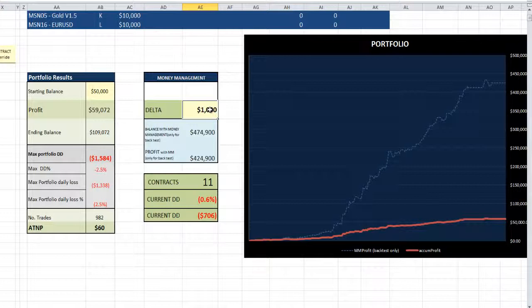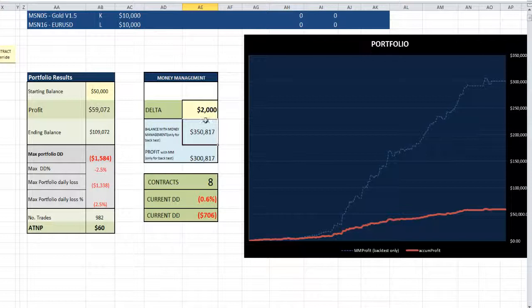So if I nominate a delta of $1,000, I'm being slightly more aggressive. I could change that to, say, for example, $2,000. So if I make that a $2,000 delta, obviously my money management's going to drop down because I'm not going to make as much, because it's going to be a slower rate of increase. But you can see that I'm being more conservative.